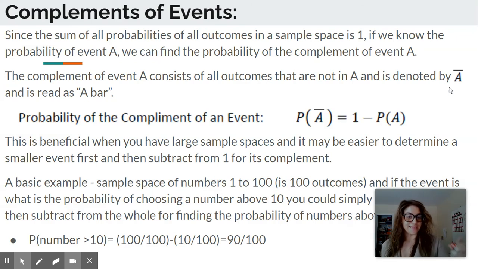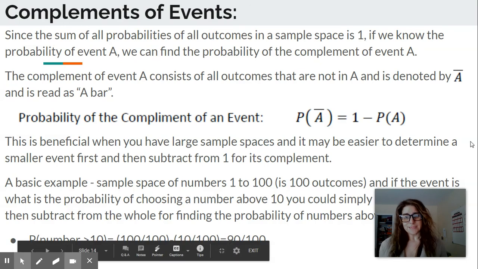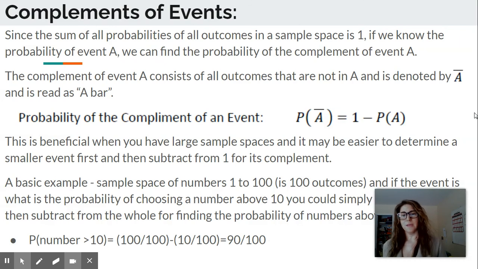So again, going back to that dice, if I know rolling a 2 is a 1/6, and I want to know, well, what's the complement of it? What's of not rolling a 2? Well, then it would be 1 minus 1/6 or 5/6. Now that's a very small, easy one to figure out. But I also give you an idea of one with larger sample spaces, right? If I have 1 through 100, that's 100 possible outcomes. We want the probability of choosing a number that's 10 or above. Well, if I know there's 10 below it, I can figure out by subtracting the whole from the complement of it, what is not that value.